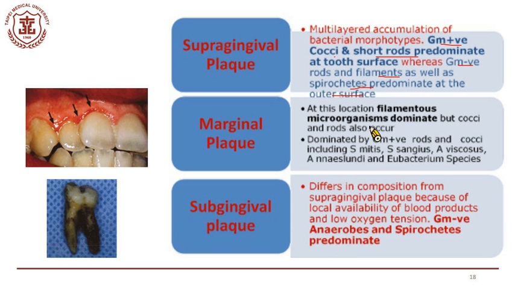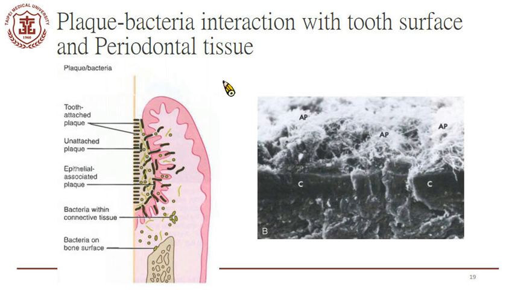So at this location, filamentous microorganisms dominate, but cocci and rods also occur. It is dominated by gram-negative rods and cocci, including Mitis, Sanguis, Viscosus, Naeslundii, and Eubacterium species. That will be in the marginal plaque. And the deeper that we go, we will find that it differs in composition from supragingival plaque because of local availability of blood products and low oxygen tensions. Gram-negative anaerobes and spirochetes predominate. So of course, because we are running away from oxygen, we will find more gram-negative and more anaerobic types of bacteria. So what is happening there?